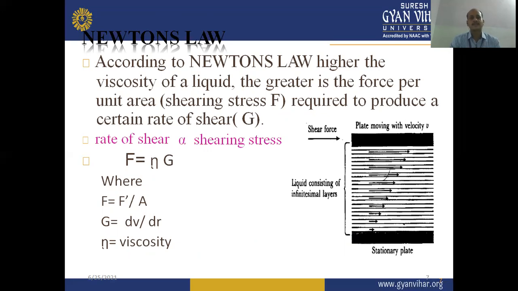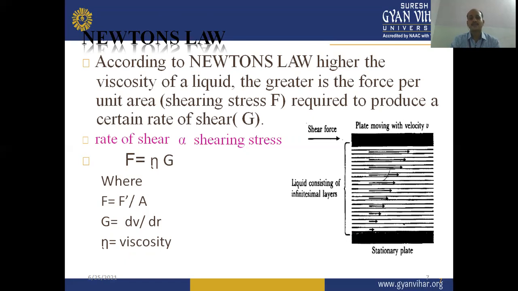So now, what is Newton's law? As we already discussed in previous lectures about Newton's law or Newtonian liquids, we just have to summarize Newton's law of flow. According to Newton's law of flow, the higher the viscosity of a liquid, the greater is the force per unit area, which is known as shearing stress and can be denoted by capital F. Where the greater force is required to flow a liquid, it means the liquid has more viscosity.